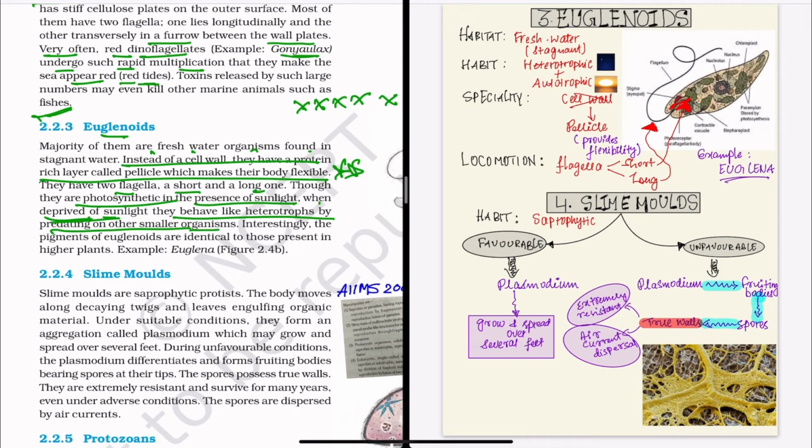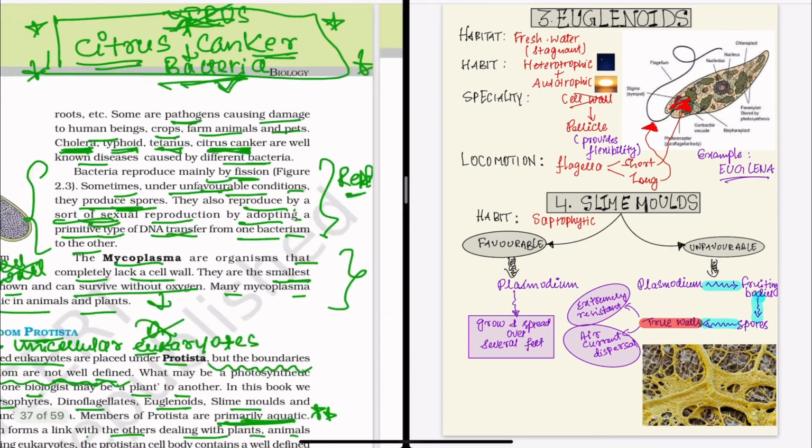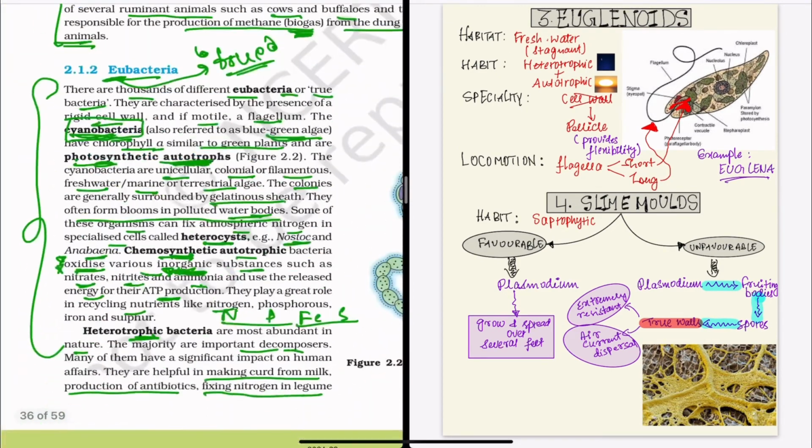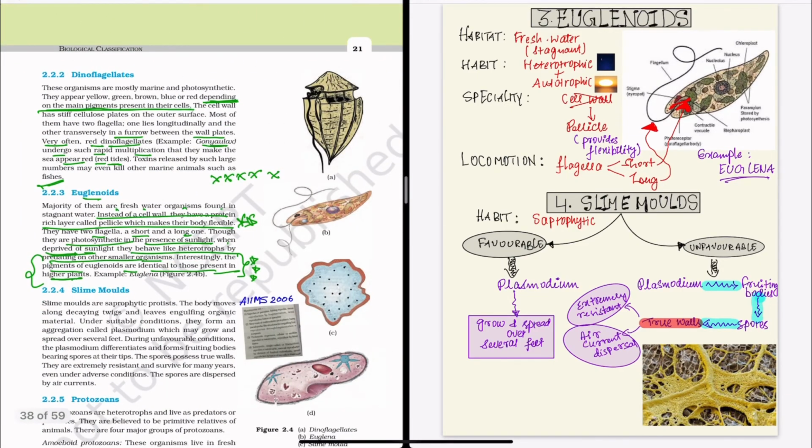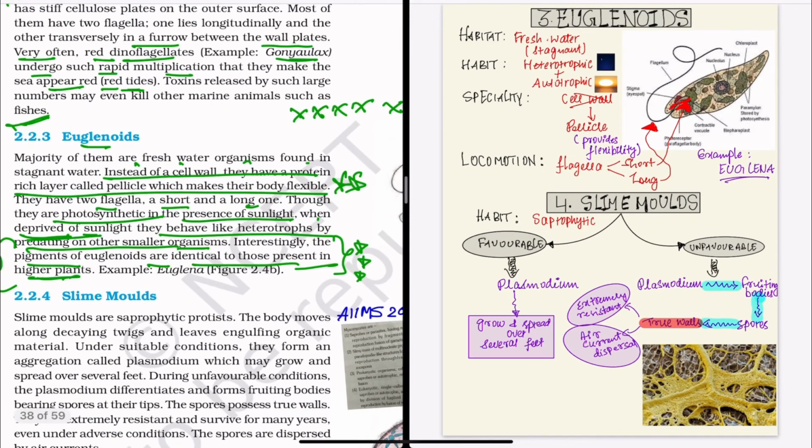Interestingly, the pigments of euglenoids are identical to those. This thing is very important. The pigments of euglenoids are identical. We have discussed a similar case in BGA. We had discussed that chlorophyll a is similar to green plants. The cyanobacteria, also referred to as blue-green algae, have chlorophyll a similar to green plants, and here it is written that the pigments of euglenoids are identical to those present in higher plants. Its example is Euglena.